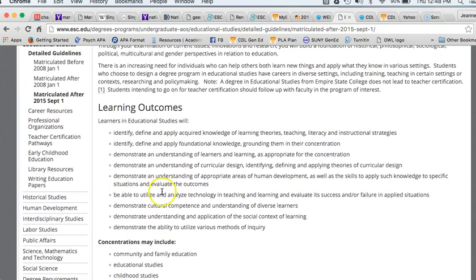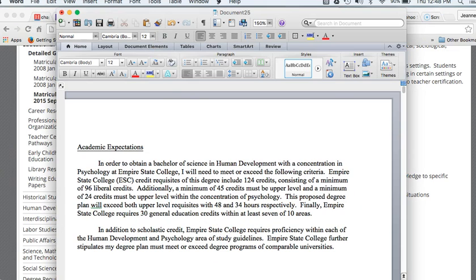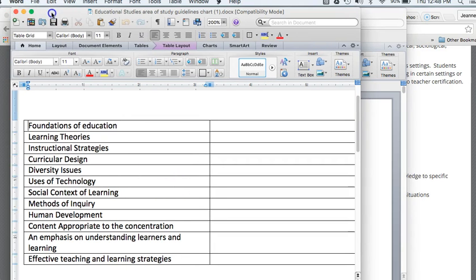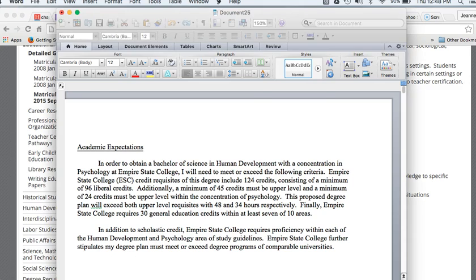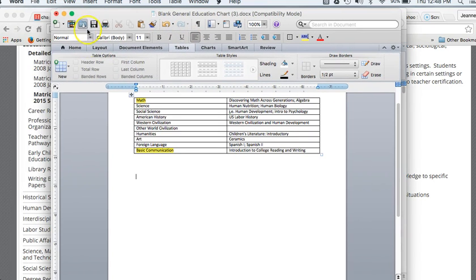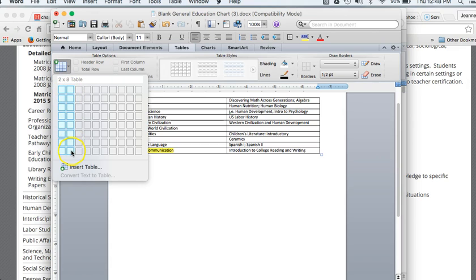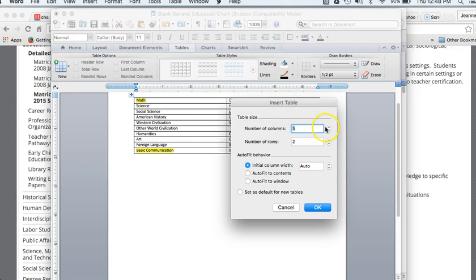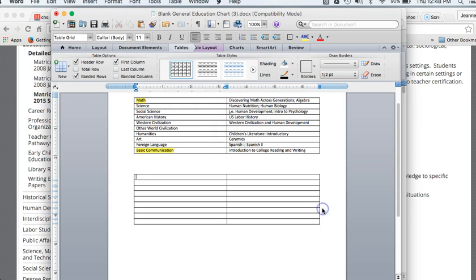So here they are. And all I have done to create the chart is I count these up: 1, 2, 3, 4, 5, 6, 7, 8, 9. So there's 9. I'm going to go to my area of study guidelines. I don't want this one because that's old. I'm going to go into here. So I need to create a chart, and I'm going to put it under here because I do want all these on the same page. I go into tables. I click table here. I want 2 plus 9. So I'm going to have to insert a table. I'm going to have 2 columns and 9 rows. Okay, so I put that there.